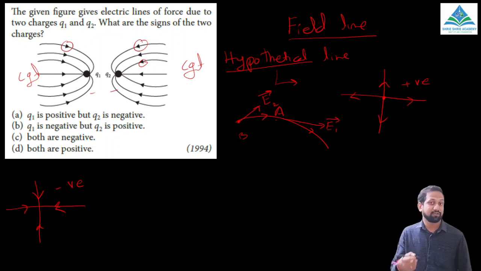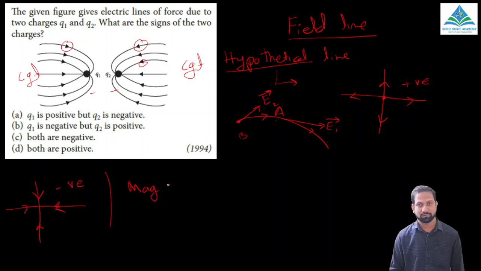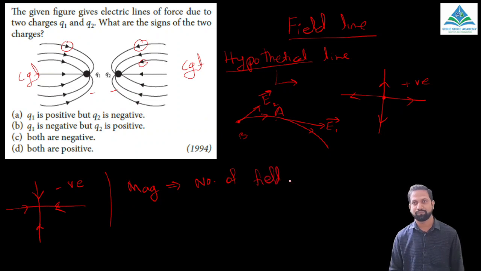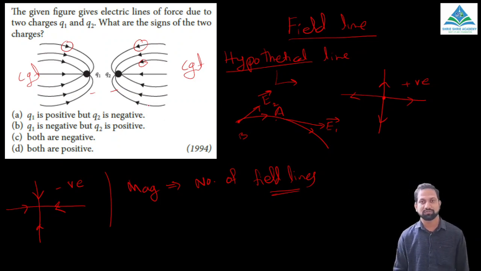And how to decide the magnitude of the charge? Remember, the magnitude stands for the number of field lines. Here you can count manually 1, 2, 3, 4, 5, 6, 7. Here 7 field lines are present. And here also 1, 2, 3, 4, 5, 6 and 7. So there are 7 again here. So equal number of field lines. So definitely Q1 and Q2 must be equal.